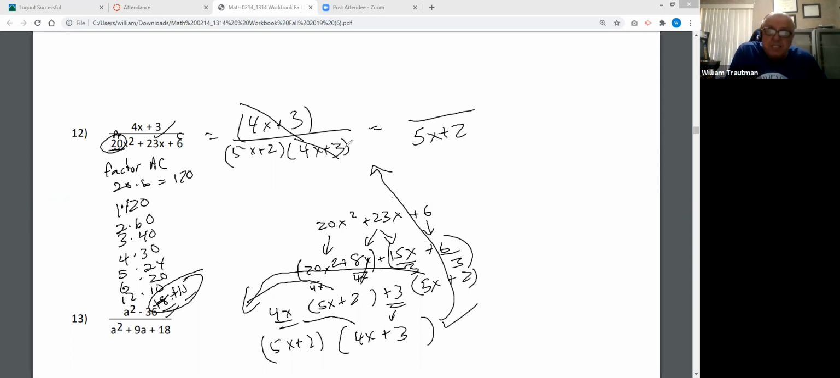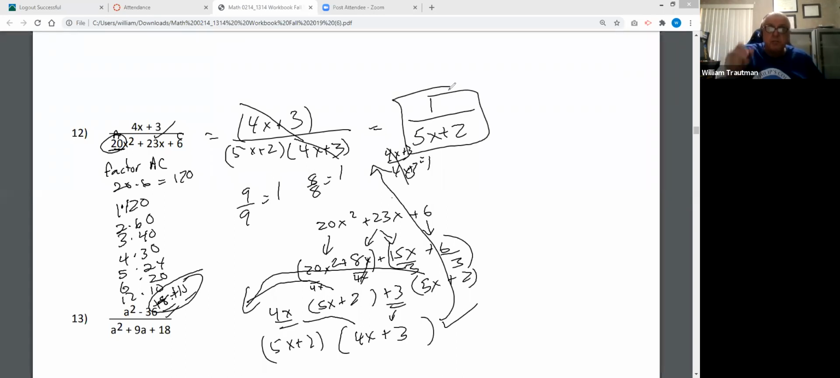Since the 4x canceled, there's just a 1 on top, like 9 over 9 equals 1. 8 over 8 equals 1. 4x plus 3 over 4x plus 3 equals 1. It's the same thing over itself, so it equals 1.